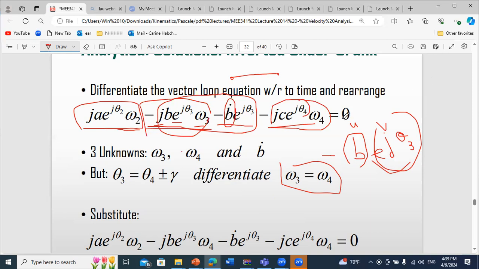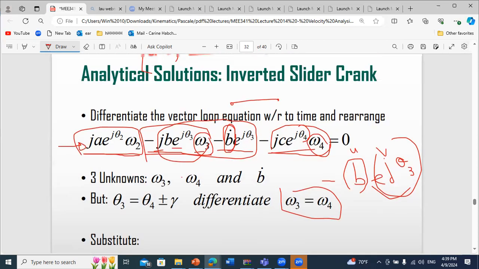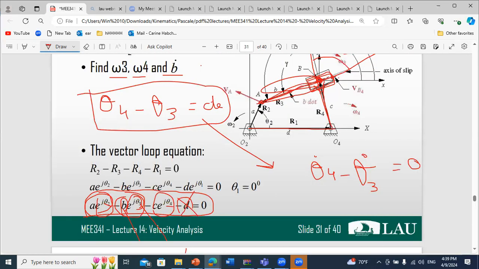Now, here, what are our unknowns? We have omega 3 as unknown. We have omega 4 as unknown. And also we have B dot as unknown. We have three unknowns, but keep in mind what additional equation we will add. You will have two equations from the vectorial or the exponential form. And we have another relation, which you remember.